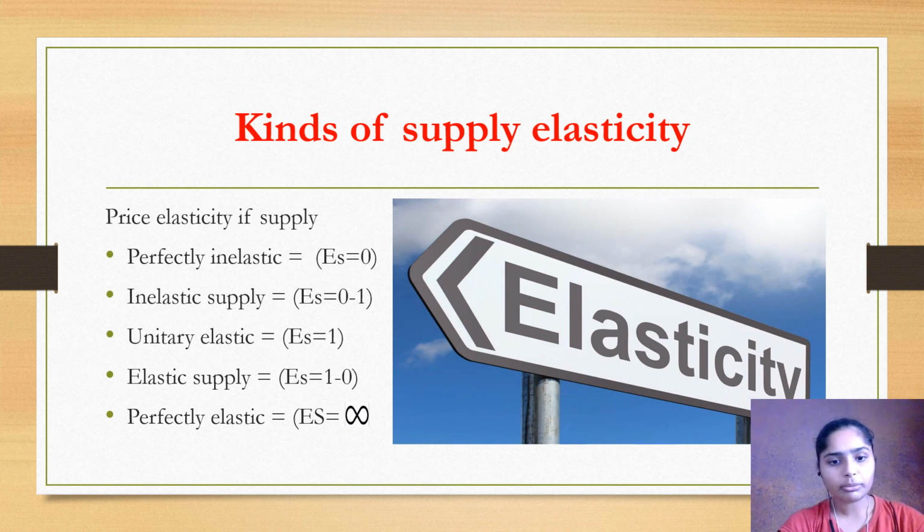After that, perfectly elastic supply. Perfectly elastic is equal to infinity. There is no change in price but there is a change in supply and supply increases. So elasticity of perfectly elastic supply is equal to infinity. Those are the 5 types of supply elasticity.